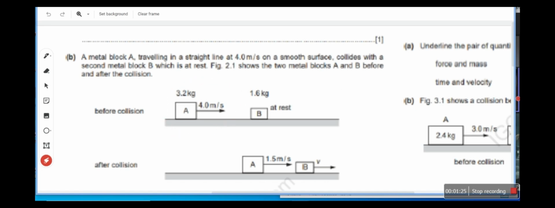That's the speed of A. What's the mass of A? What's the mass of B? What's the speed of B? The speed of B is 0, because it is at rest, which is 0 meters per second. All right, after collision, what's the speed of A? We are looking for the speed of B, right? Good.